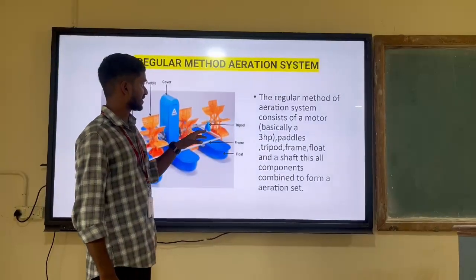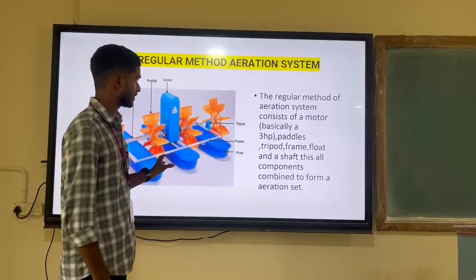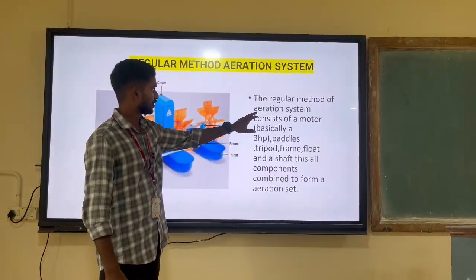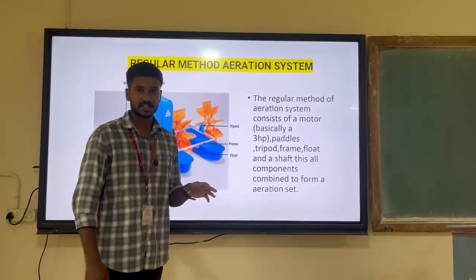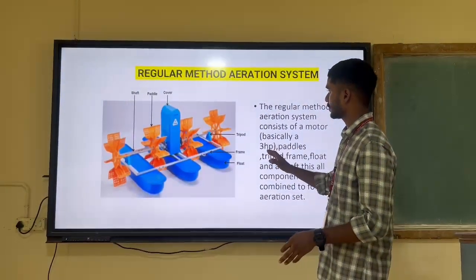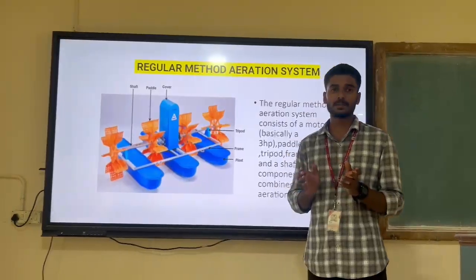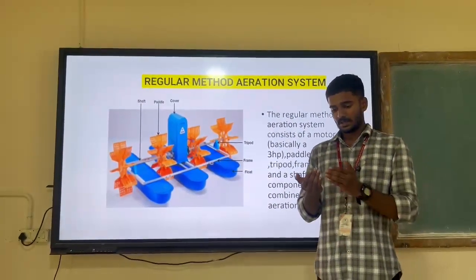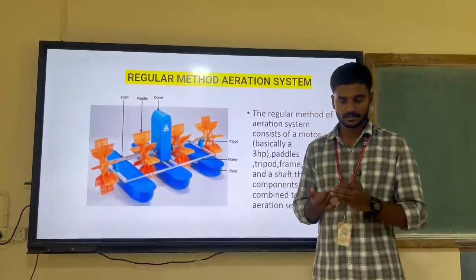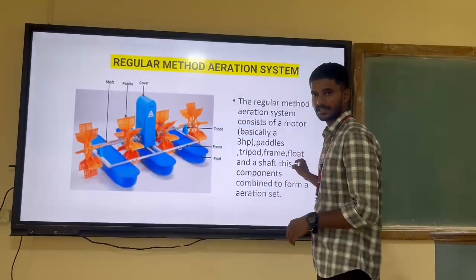Coming to the regular method of aeration system, it works on the principle of surface agitation. It consists of a motor, basically a 3 HP motor, paddles, a shaft, and a float. This set comprises a regular aeration system. Most farmers face difficulty buying and maintaining this, and there is a lot of process involved in maintaining it.